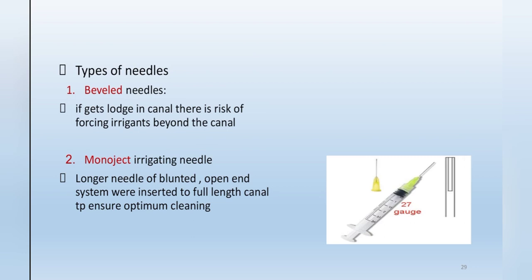Now, types of needles. Beveled needles get lodged in the canal, and there is a risk of forcing irrigants beyond the canal. Second is the monojet needle. A longer needle with a blunted open end system is inserted to full length of the canal to ensure optimum cleaning. In day-to-day practice, we mostly use the bevel needle, but there are many disadvantages of that. It can get lodged in the canal, with the risk of forcing irrigants beyond the canal.